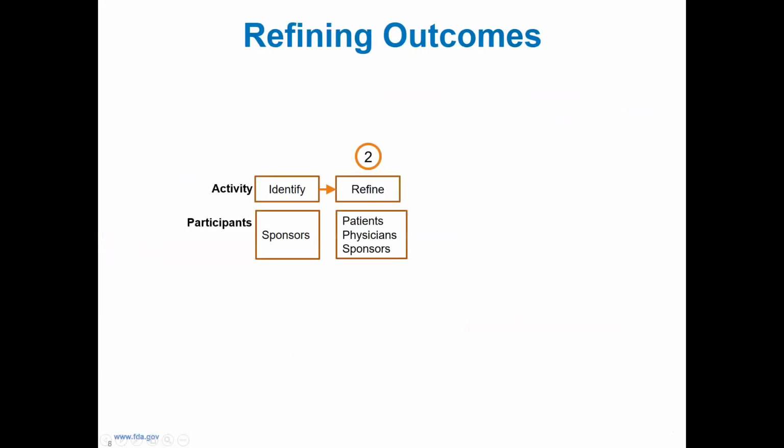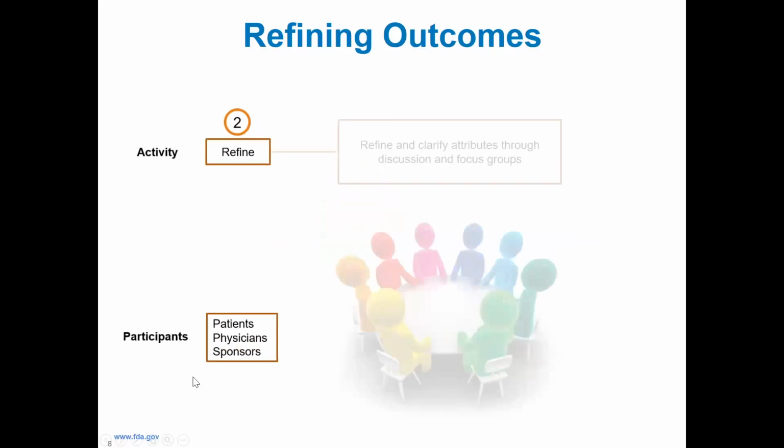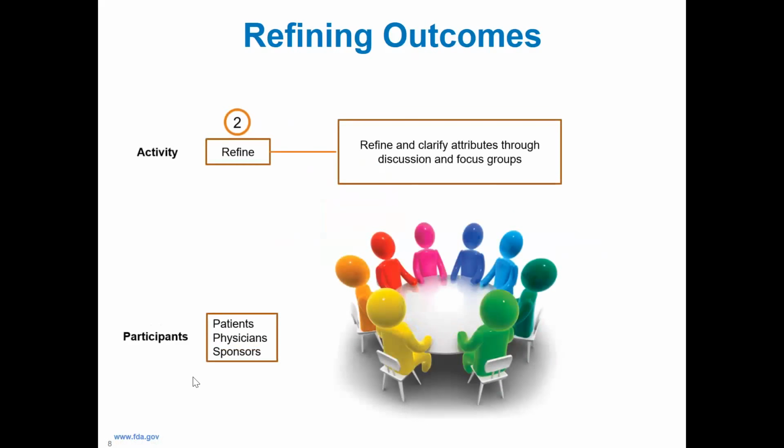Refine the outcomes that were important to patients. And this was working with the patients, our physicians, reviewers, and CDRH, as well as the other sponsors of the project. And with that, we really sat down with the patients and the other stakeholders to refine and clarify the different attributes through those discussion groups and focus groups, and really understand what was most important, especially from the patient perspective, as well as what's important from the FDA reviewer perspective when looking at Parkinson's disease clinical trials.